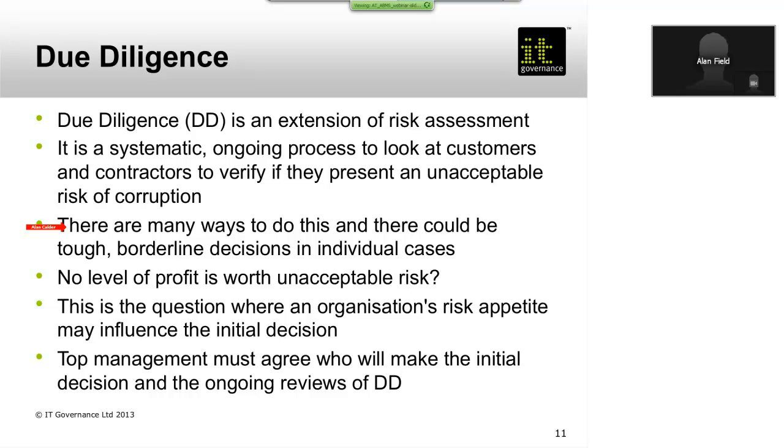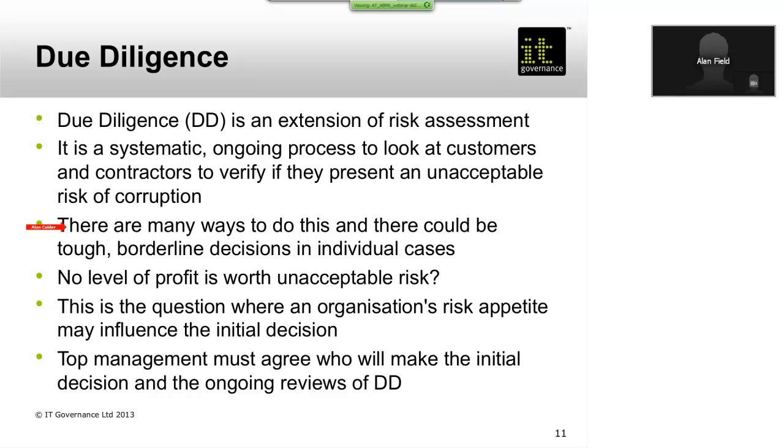The key point I want to talk about is that no level of profit is worth unacceptable risk. Again, if we look at some of the cases at the moment in the public domain, often involving organisations with very, very large contracts where it is alleged that certain things happened that should not have happened. Again, was the decision made at top management level that no level of profit is worth an unacceptable risk? And that's really what due diligence is looking at.